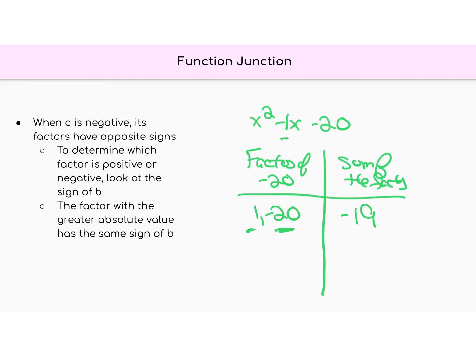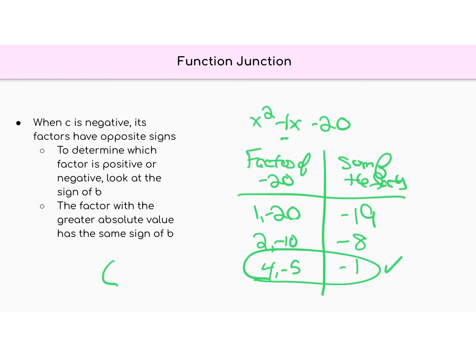Okay, so the next pair would be, let's say, 2 and negative 10. The sum of those would be negative 8. And then finally 4 and negative 5, which gives me the sum of negative 1. And this is the one that I want because negative 1 is my b term. So in order to write that in factored form, we'd have x plus 4 times x minus 5.